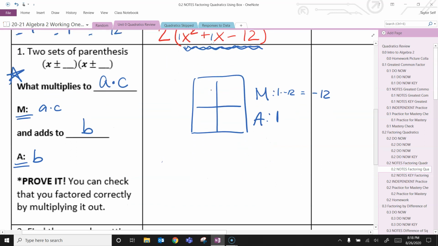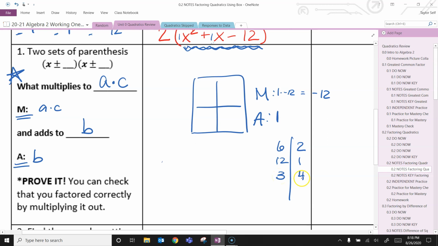What I like to do a lot of the time is just draw a little table if I'm struggling. What can multiply to 12? 6 and 2? Any way that those can combine to make 1? No. 12 and 1? But those can't add up to make 1. What about 3 and 4? Those are only 1 apart, so they can combine to make 1.